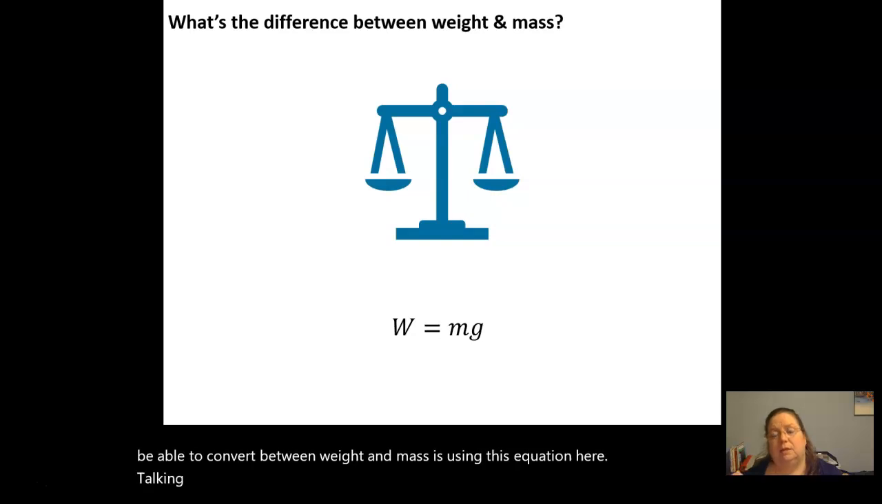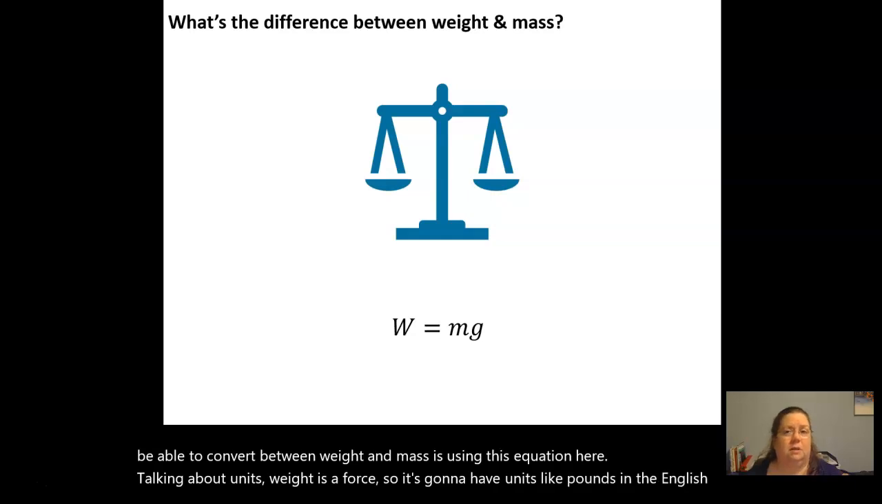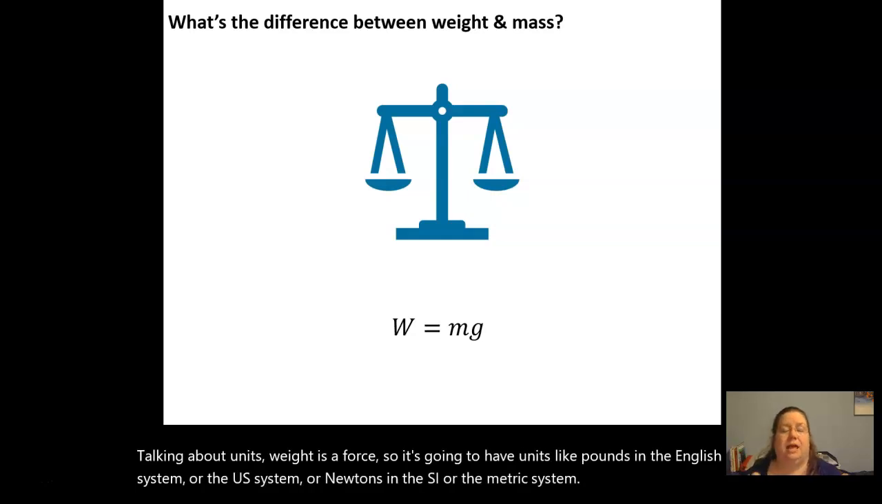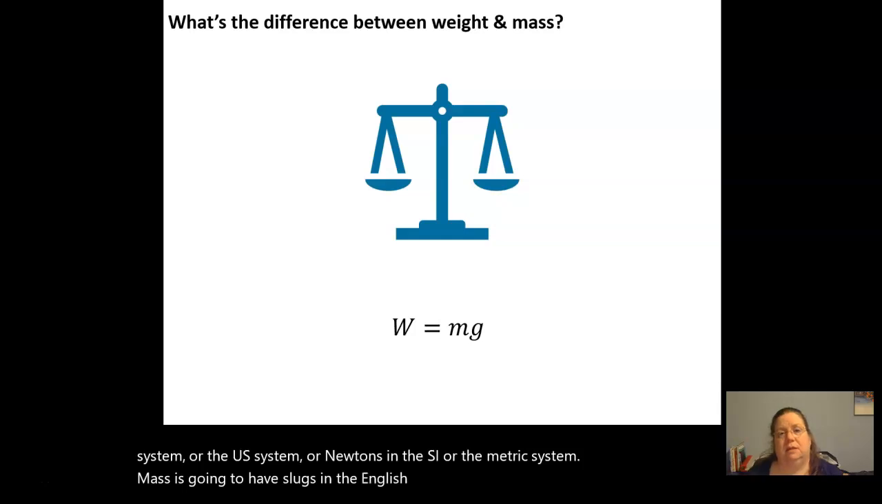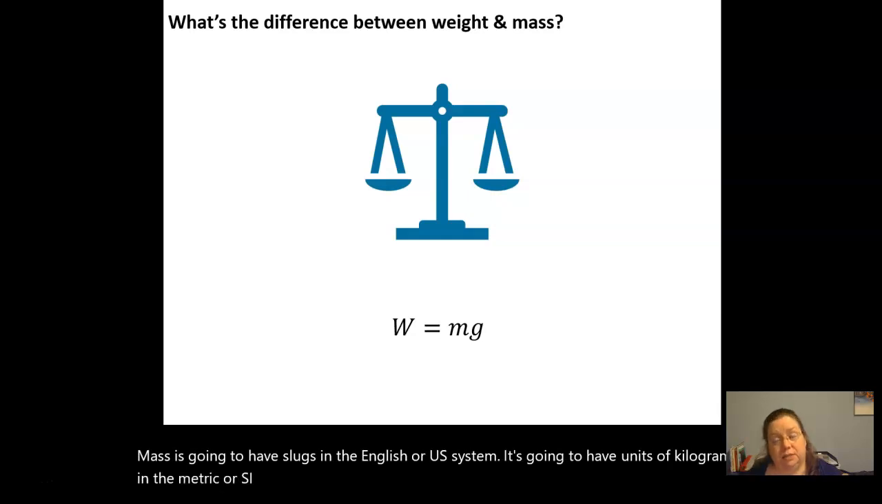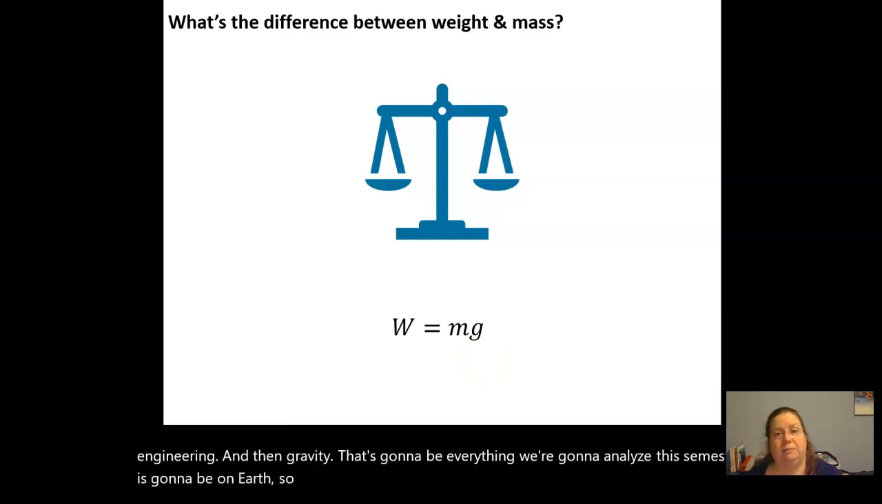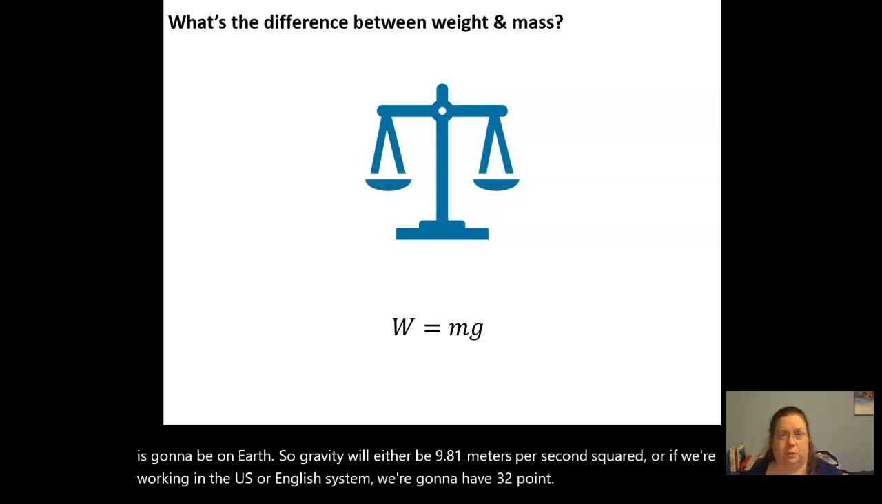Talking about units, weight is a force, so it's going to have units like pounds in the English system or the US system, or newtons in the SI or the metric system. Mass is going to have slugs in the English or US system. It's going to have units of kilograms in the metric or SI system. We use kilograms, not grams, when we're talking about engineering. And then gravity, everything we're going to analyze this semester is going to be on Earth. So gravity will either be 9.81 meters per second squared, or if we're working in the US or English system, we're going to have 32.2 feet per second squared.